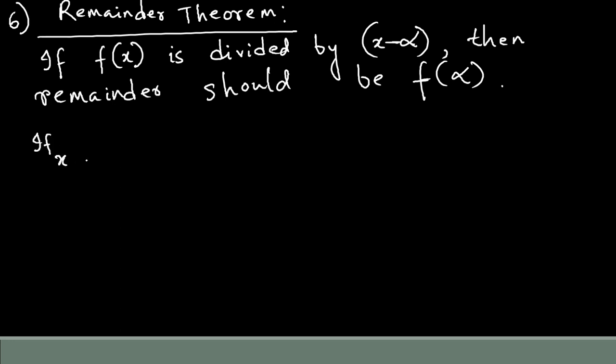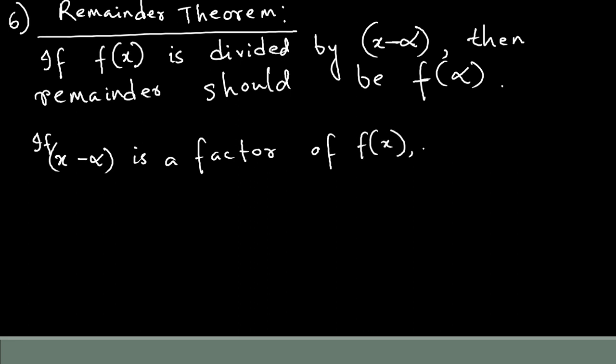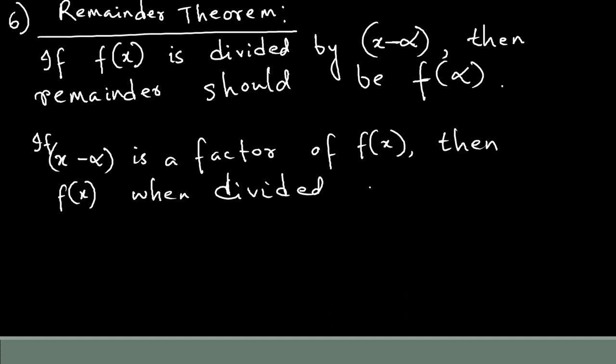If x minus alpha is a factor of f(x), then f(x) when divided by x minus alpha, the remainder should be 0, right? If it's a factor.